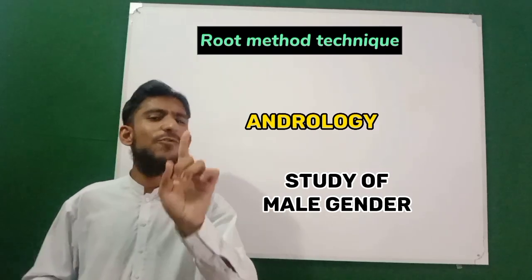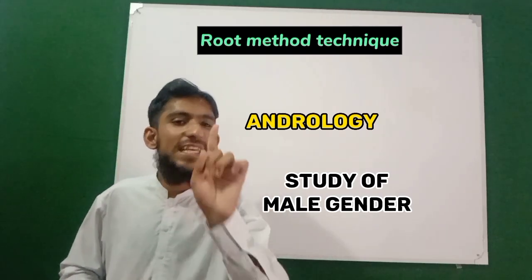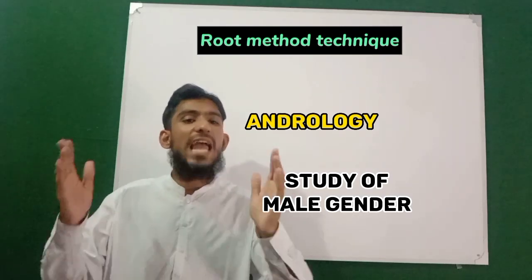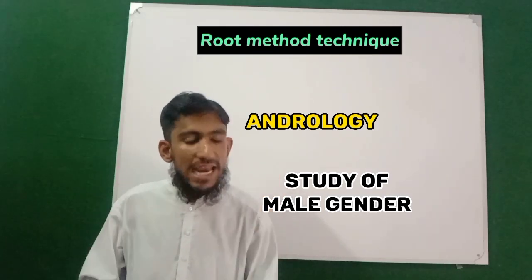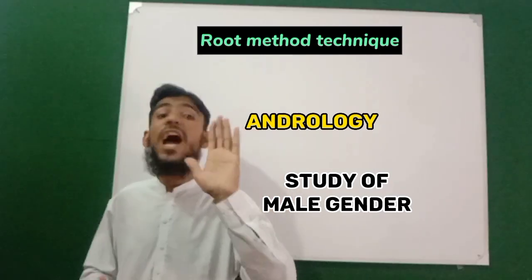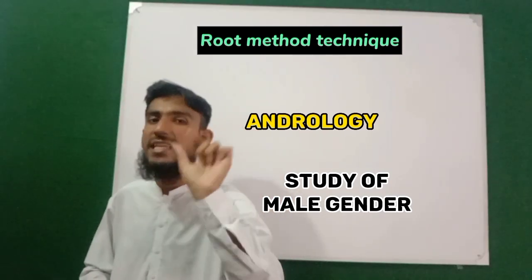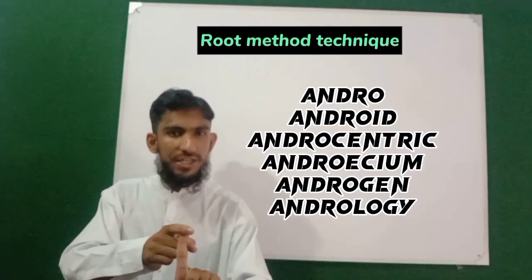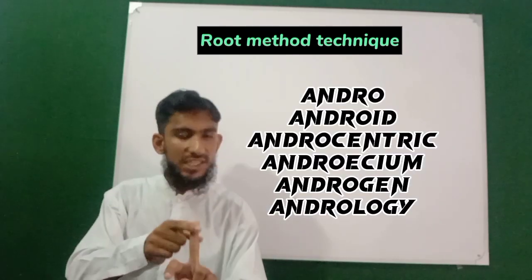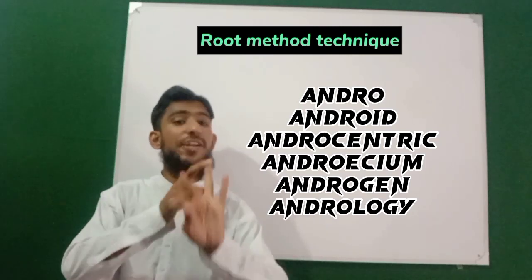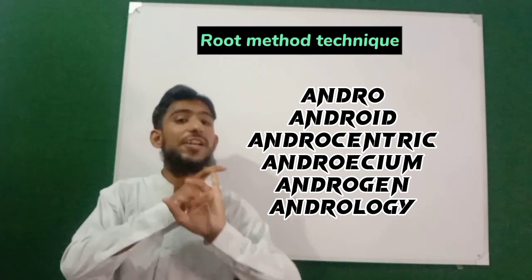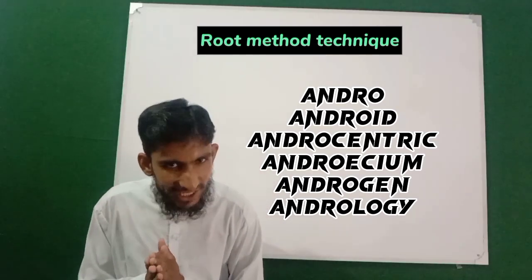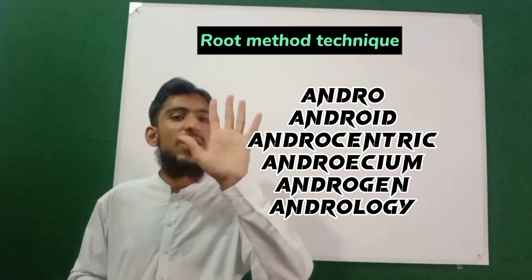So through this single stem word or root word, andro, which means male, we have learned 5 more words. We have learned android, androcentric, androecium, androgen, and androlog. It's quite astonishing: up till now, from one root word, we have learned 5 words.